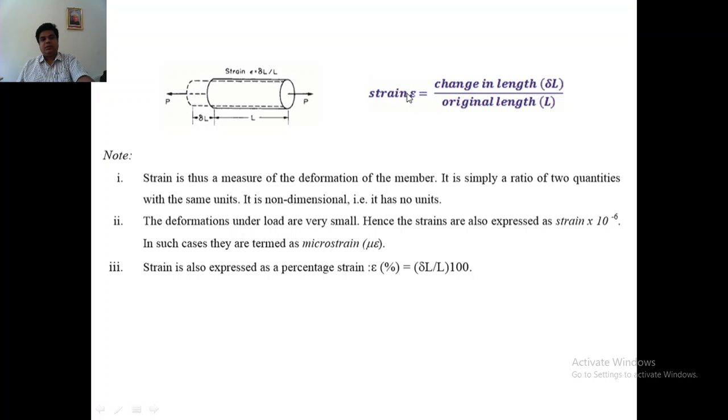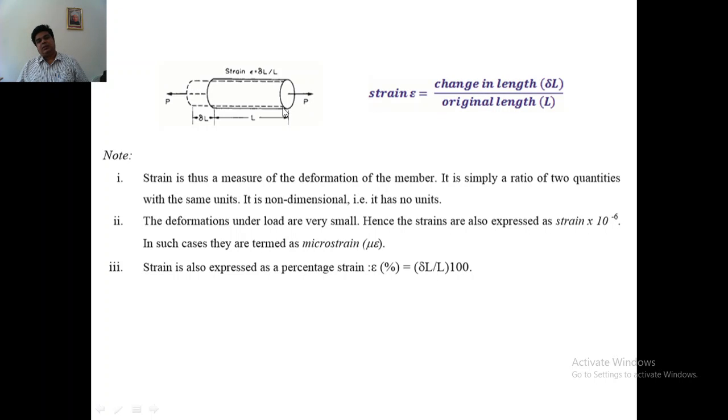The symbol for strain is, sorry, epsilon. Just like the symbol we use for stress is sigma, for strain we use the symbol epsilon. So epsilon is equal to change in length by original length. Mathematically, strain is calculated by this formula: change in length by original length.